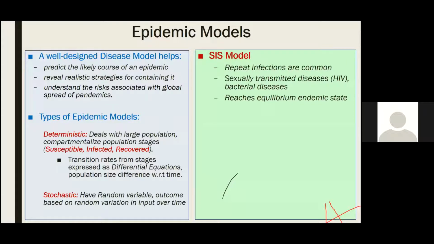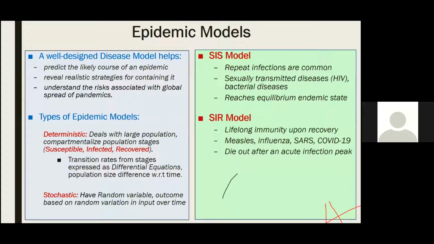Okay. Now, the two most popular models are called the SIS model and the SIR model. SIS is basically susceptible, infected, susceptible. These are mostly common for repeated infections, where the model basically reaches some endemic equilibrium. We'll talk about what endemic and pandemic mean. And the SIR model is for most virus infections. So the SIS is more for bacterial infections, and the SIR is more for viral infections, which could be measles, flu, SARS, the previous version of SARS-CoV-2 which was in 2003, and then COVID-19.